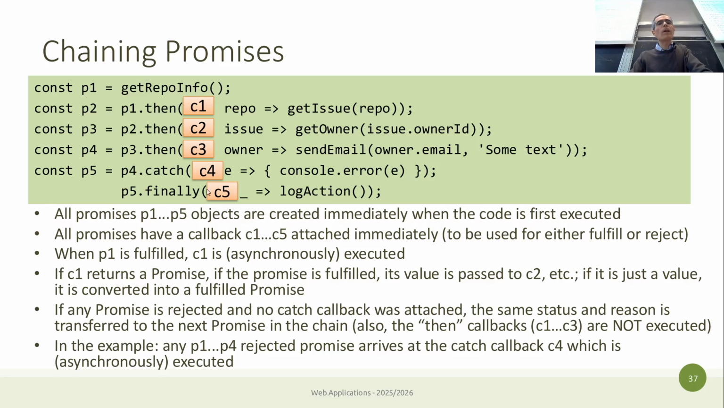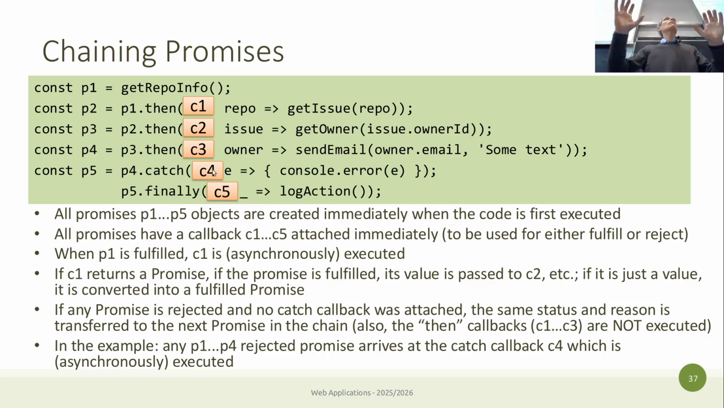Okay? And then finally, typically at the end, because you want to execute it in any case. So in this example, if any promise from P1 to P4 is rejected, the promise is passed along, okay, and it arrives at the catch callback, which is asynchronously executed, this C4, okay?